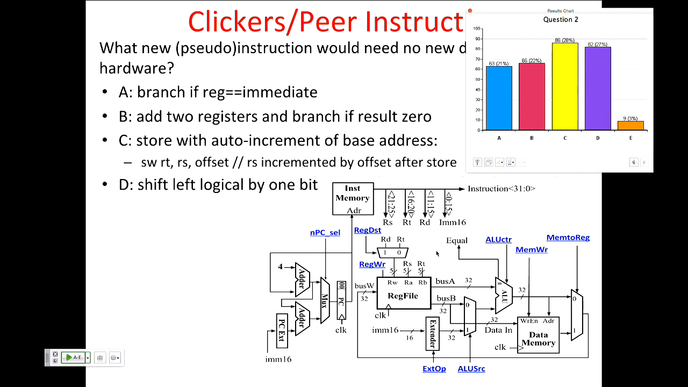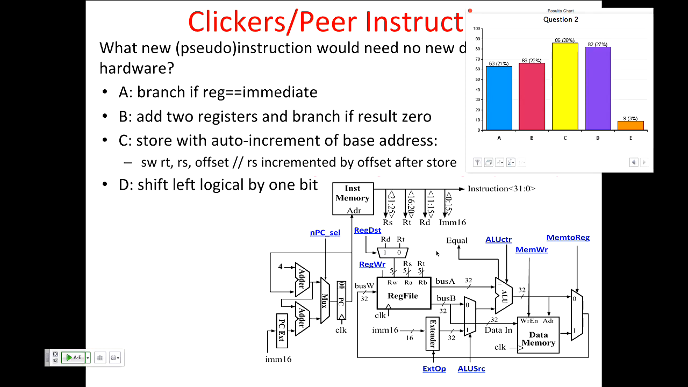Let's talk about D. That was the next most popular option. This one wants us to shift left logical by 1 bit. How would we shift left logical? I heard a reason here. There's nowhere in this picture where we're dealing with shamt. We can't specify shift amount in here at all. So we'd have to modify the data path.